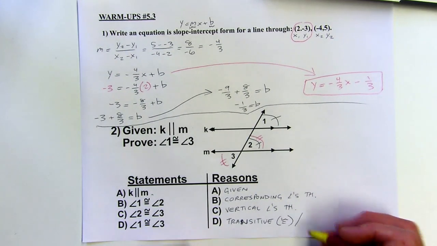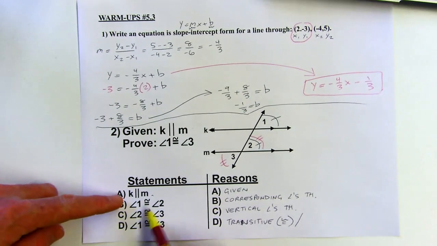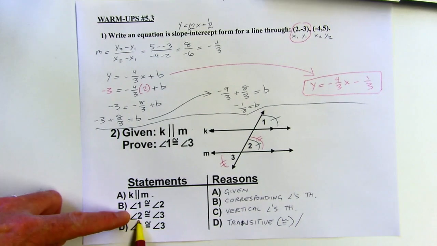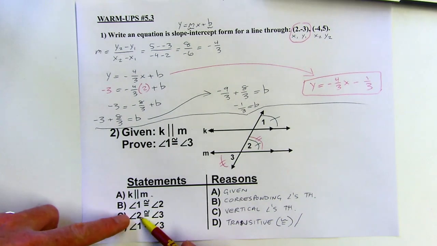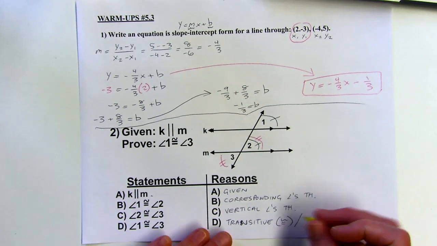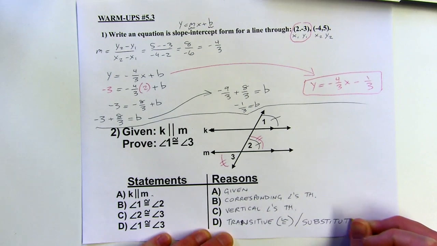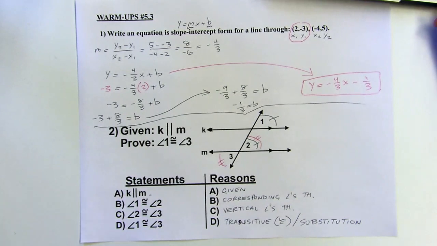Or you could do substitution, because you could say, hey, you can substitute angle 1 for angle 2 into that second statement, for example. So if you replaced this 2 with the 1, then you'd get that last one. So you could also use substitution. Okay, that's the end of the warm-up, and I'll see you next time.